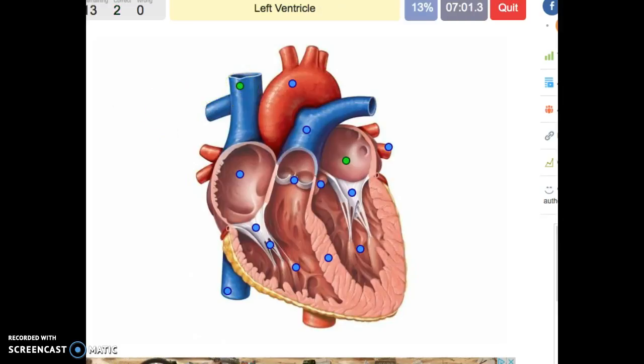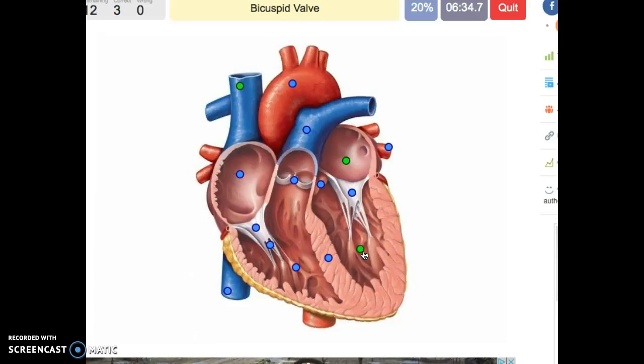Next is the left ventricle, and the left ventricle's wall is a lot thicker than the right ventricle wall because it has to pump the blood to the whole body rather than just the lungs, and it therefore receives the blood under a higher pressure. And the left ventricle is here.